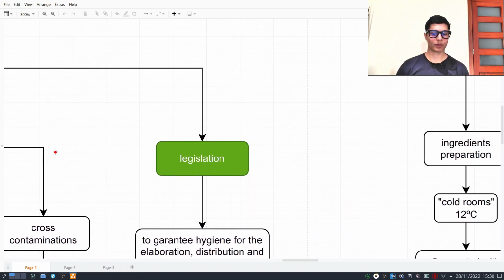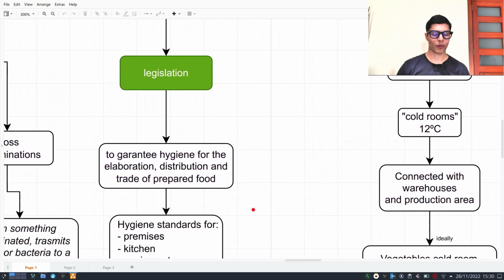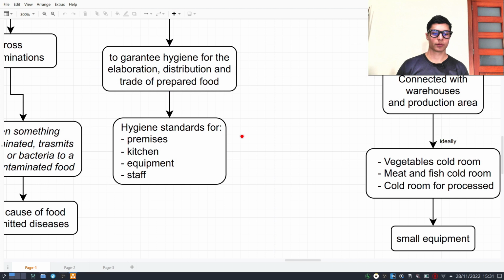Moving on, you have to know that there is legislation for hygiene in a kitchen. Yes, because these legislations must guarantee hygiene for the elaboration, distribution, and trade of prepared food. The hygiene standards are meant to be for the premises, I mean, each zone of the culinary area must have this. Then the kitchen itself, where the culinary processes occur, where the cooking processes occur, all the equipment we cook with, and also the staff must follow some hygiene normatives.